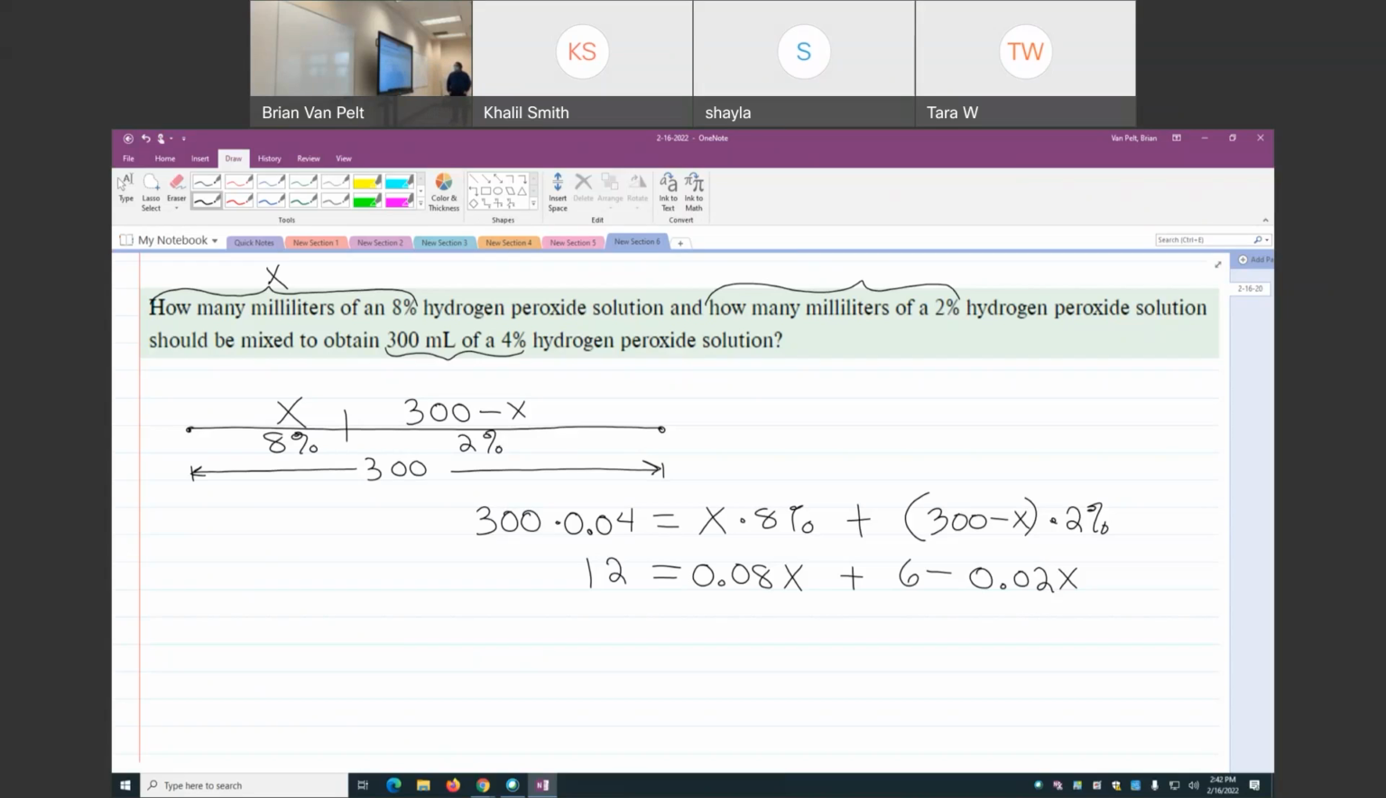All right, what would you do next? I would simplify. Yeah, I combine the x's first. So I'll get 12 equals 0.06 x plus 6. Subtract 6. So then we get 6 equals 0.06 x. Divide by that.